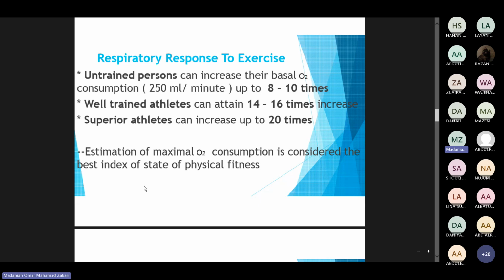And instead of a shallow breathing, you're going to have very long, deep breathing. So this will improve your respiratory response to exercise. Stimulation of maximum oxygen consumption is considered the best index of a state of physical fitness.